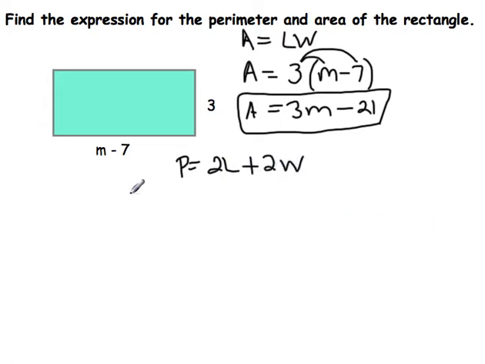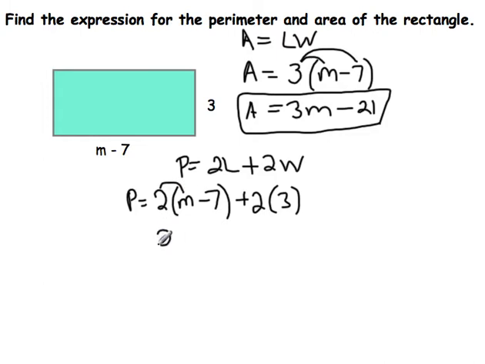So if I want to find the perimeter, I'm going to take twice the length. So I'm going to go 2 times the m minus 7 plus 2 times the width, which is 3. So now I've got to distribute here. So I'd have 2m, and then 2 times negative 7 is minus 14, plus 2 times 3 is 6.